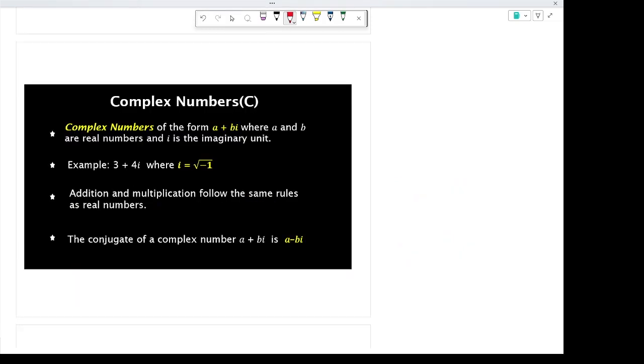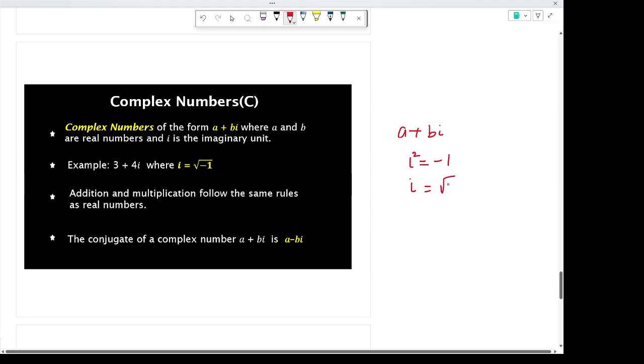Next, we shall look at complex numbers. Complex numbers go beyond the real numbers. They include the real part and the imaginary part. As you can see, complex numbers are of the form A plus Bi, where i squared is equal to what? Minus 1. So i is equal to the square root of minus 1.